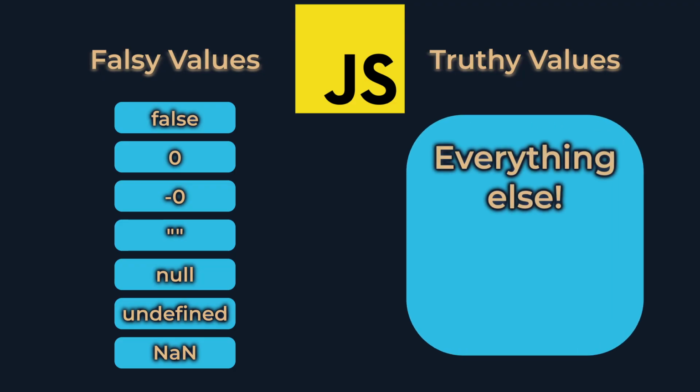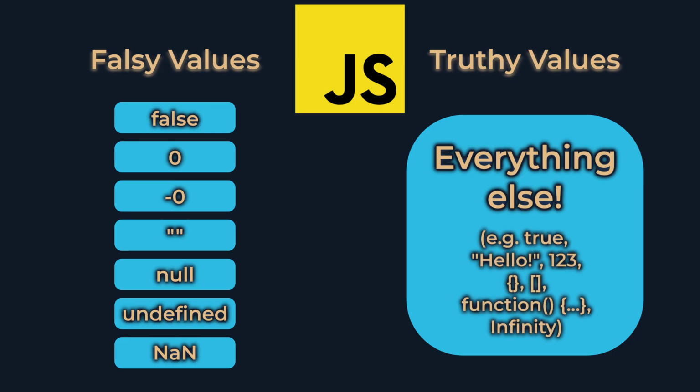Everything else is truthy. So values like true, "hello", or any non-empty string, 123, empty object, empty array, function, and Infinity. They all count as truthy, even things that feel empty to us humans, like an empty array or an empty object. JavaScript sees them as truthy.